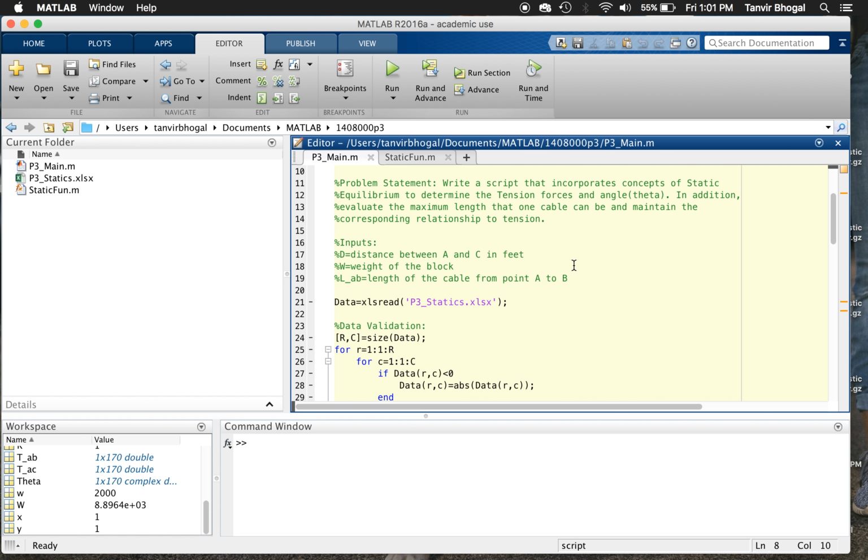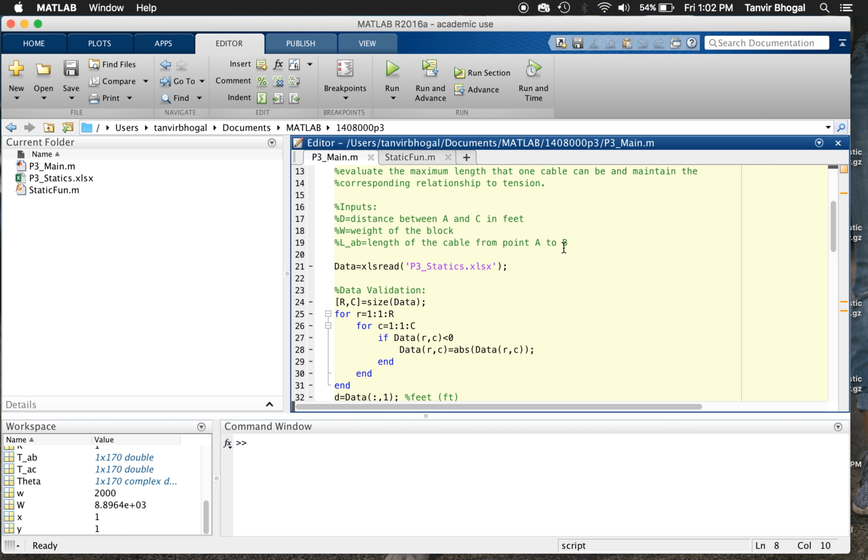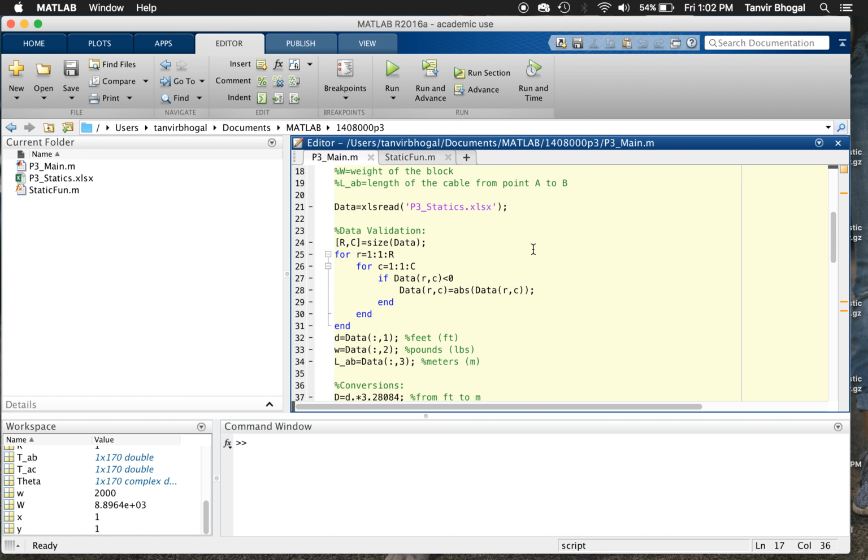We said that we should write a script that incorporates the concepts of static equilibrium to determine the tension forces and angle theta. In addition, evaluate the maximum length that one of the cables can be to maintain the corresponding relationship to the tension. So in commented out green, we have our inputs. D is equal to the distance between A and C in feet. Then W is equal to the weight of the block, and LAB is the length of the cable from point A to point B.